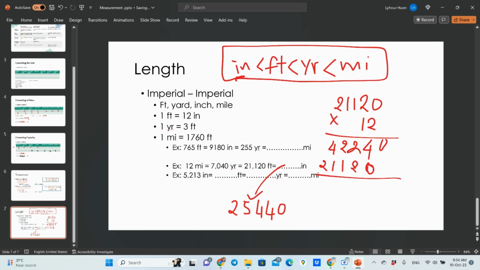02112. Then we have 0, 4, 4. This 4 is 3, 5, 2. Oh, you missed one number here. Let's go, right? 253440. Is it correct? Should be correct.